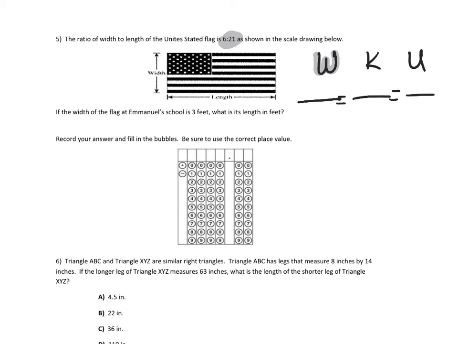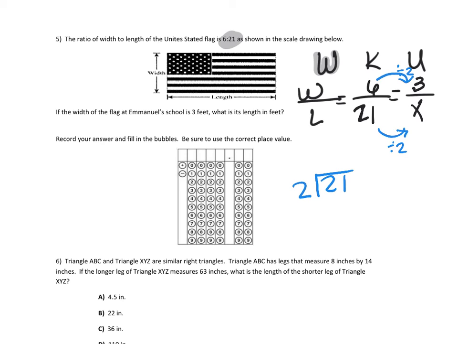Our width is going to be our original scale. And they're just saying width to length is what their words would be. 6 to 21. I could do colors, but we'll just... And then 3 feet, what's the length? Okay? If you look right here, it just scales down. It's divide by what? 2. Divide by 2. So 21 divided by 2 is 10.5.